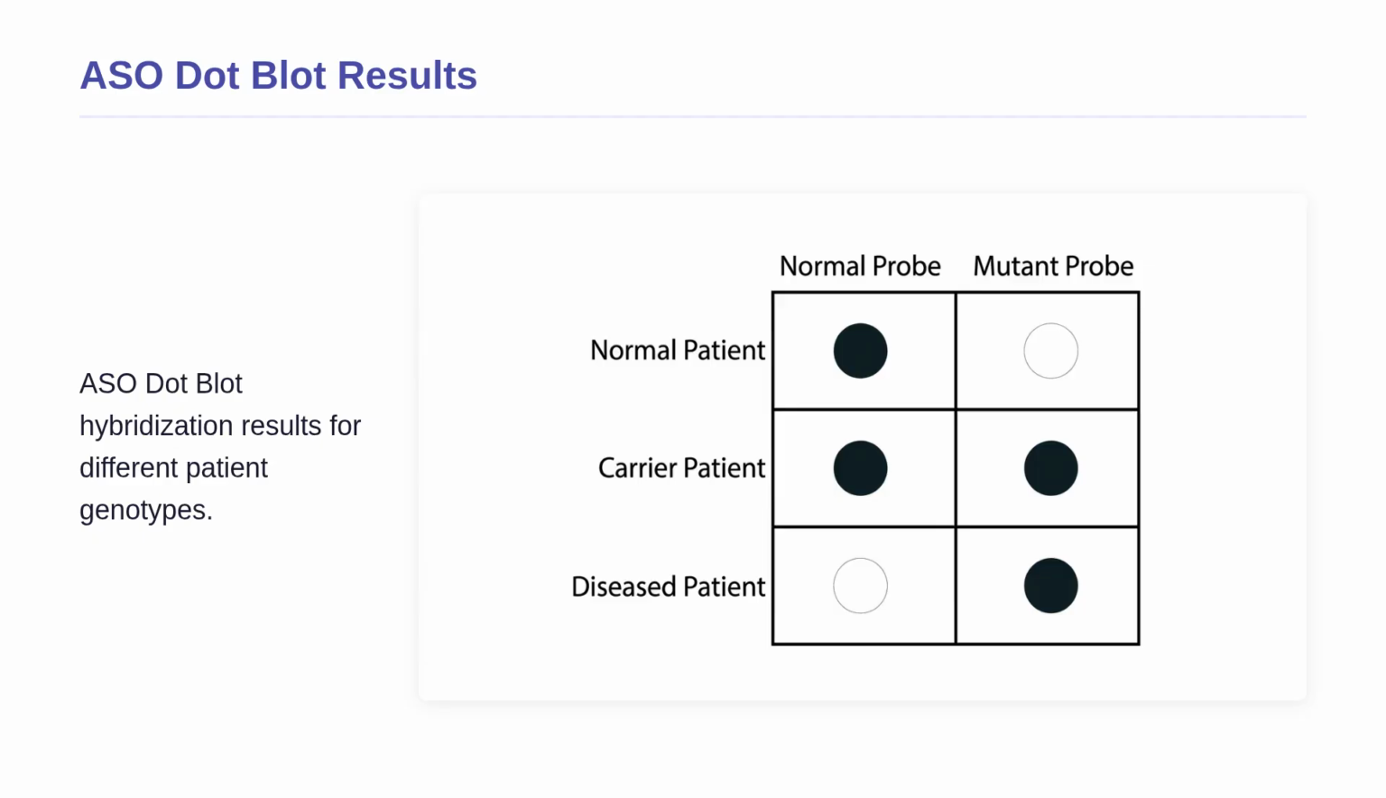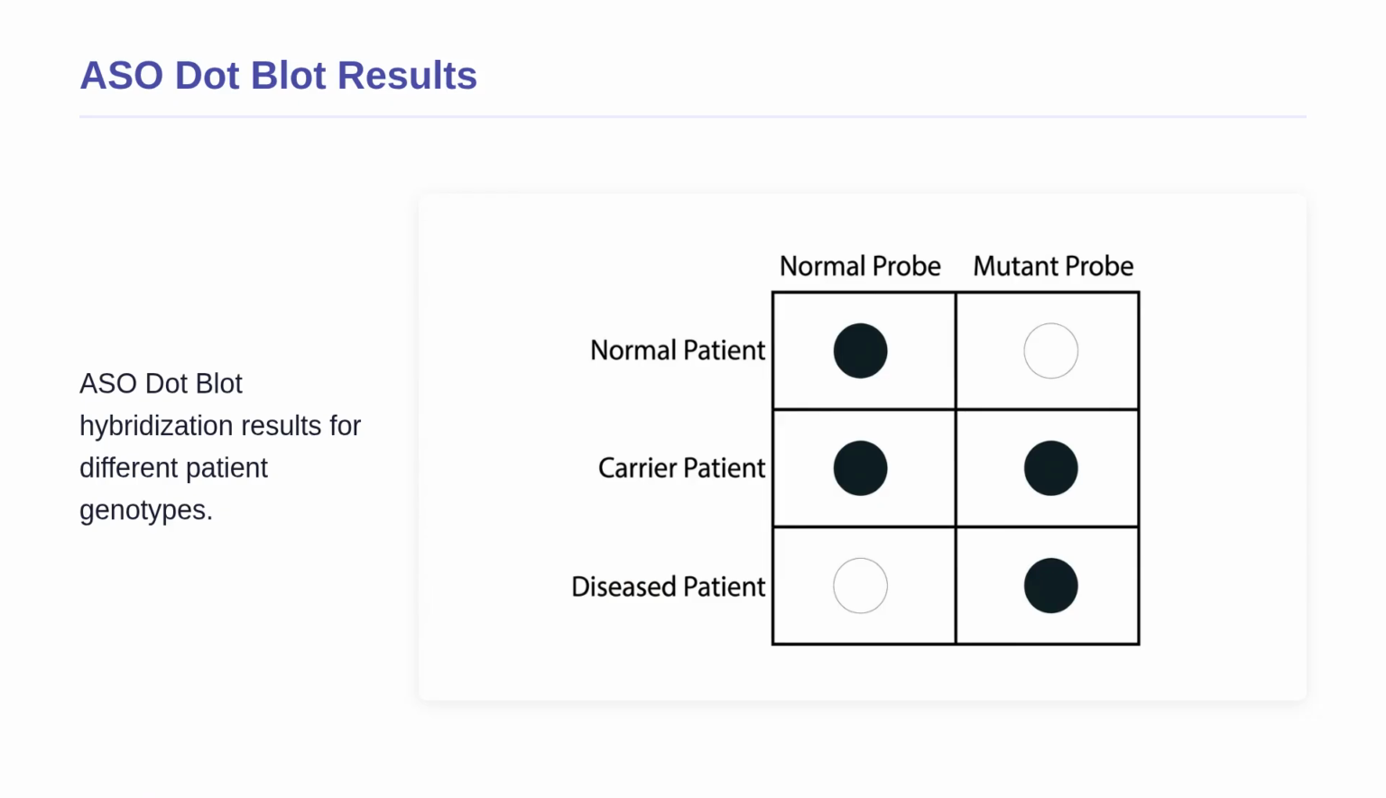Now that we have calculated the exact conditions, let us look at what the actual test results look like. Here we see a schematic of an ASO dot blot assay. The diagram is divided into a grid. The rows represent different patients: a normal patient, a carrier, and a diseased patient. The columns represent the 2 different probes used, the normal probe and the mutant probe. Dark spots indicate positive hybridization, meaning the probe successfully stuck to the DNA.